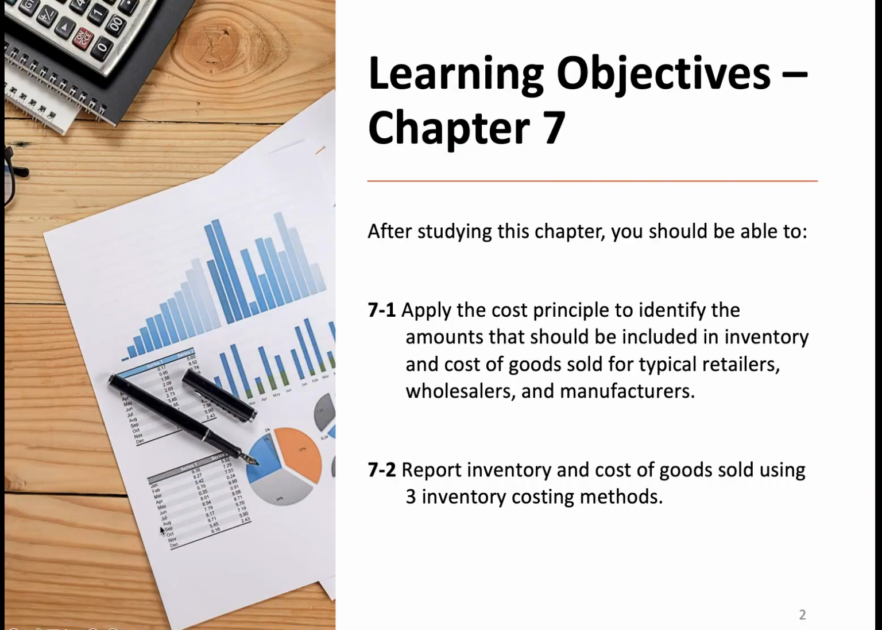We will start discussing Chapter 7, which is related to inventory and cost of goods sold. In Chapter 6, we presented the idea of sales revenue and accounts receivable related to credit sales. Now let's talk about the other side of any sales transaction, which is the cost and the inventory.